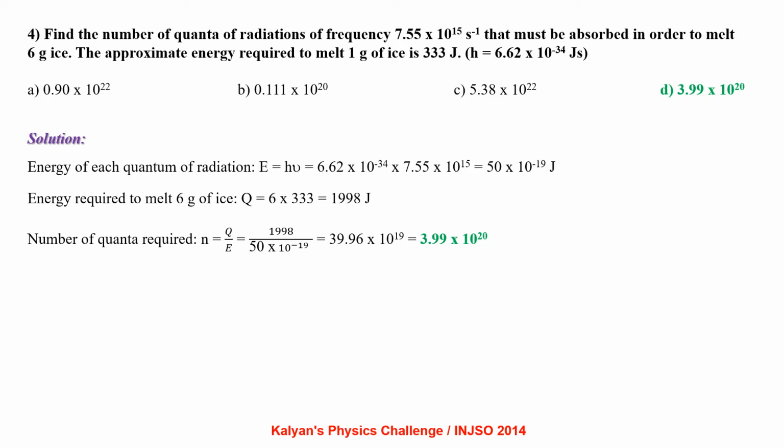Energy of each quantum of radiation E equal to h nu, that is 6.62 into 10 power minus 34 into 7.55 into 10 power 15, which comes out to be 50 into 10 power minus 19 joule. Energy required to melt 6 grams of ice is 6 into 333, that is 1998 joule. So the number of quanta required is total energy required by energy of each quantum, that comes out to be 3.99 into 10 power 20.